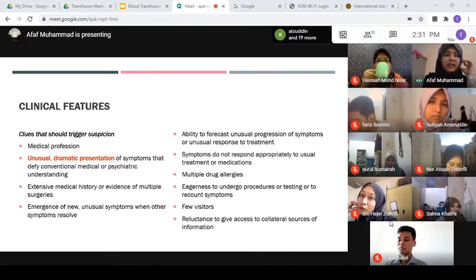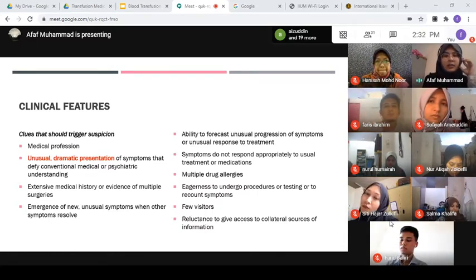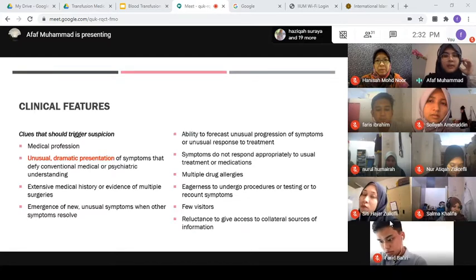Another thing that can give us a clue is they don't have a lot of visitors, or they are reluctant to give collateral information, for example contact information of other family members, to prove whether the history is authentic or not.